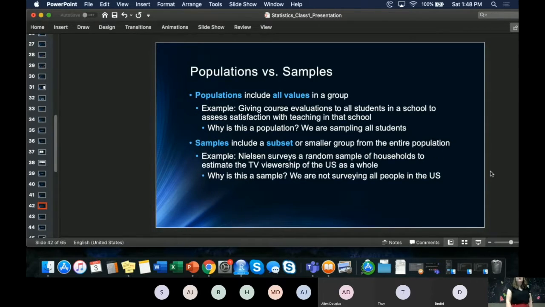I gave an example here. Nielsen Surveys actually do grocery data statistics too, which I did not know. Nielsen Surveys are when, if you've ever gotten a call in the evening, they ask you what TV show you're watching, or if you're watching TV at all. Then they take data from a sample and try to make a conclusion about overall viewership in the United States. They're taking that small subset of people and making a conclusion about the population.